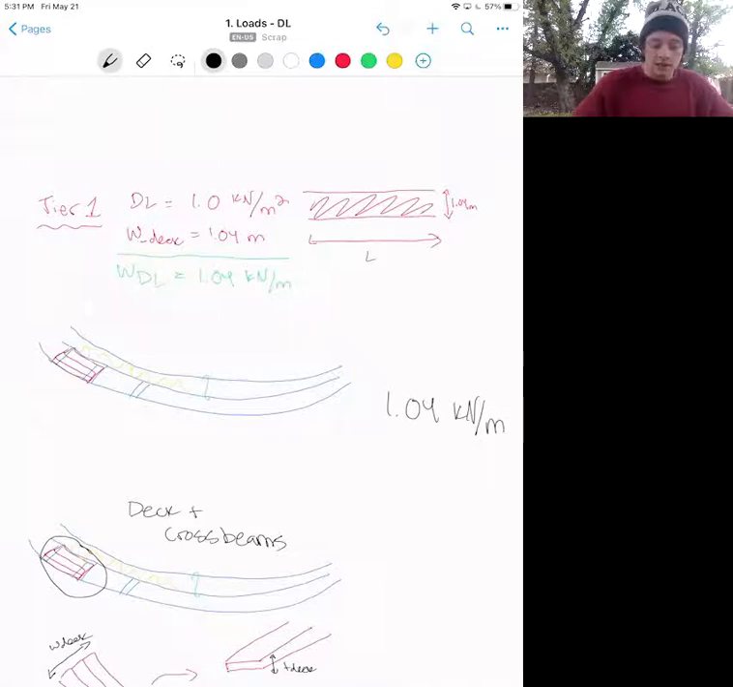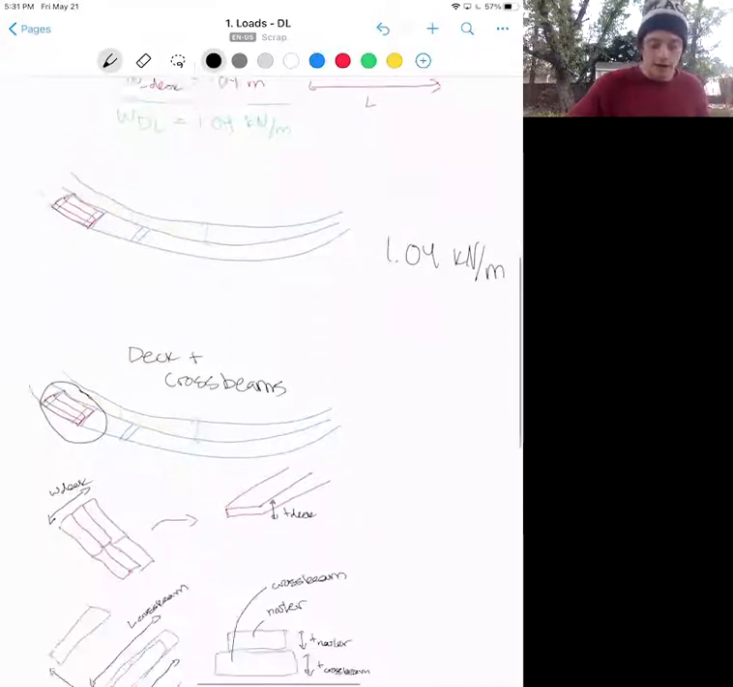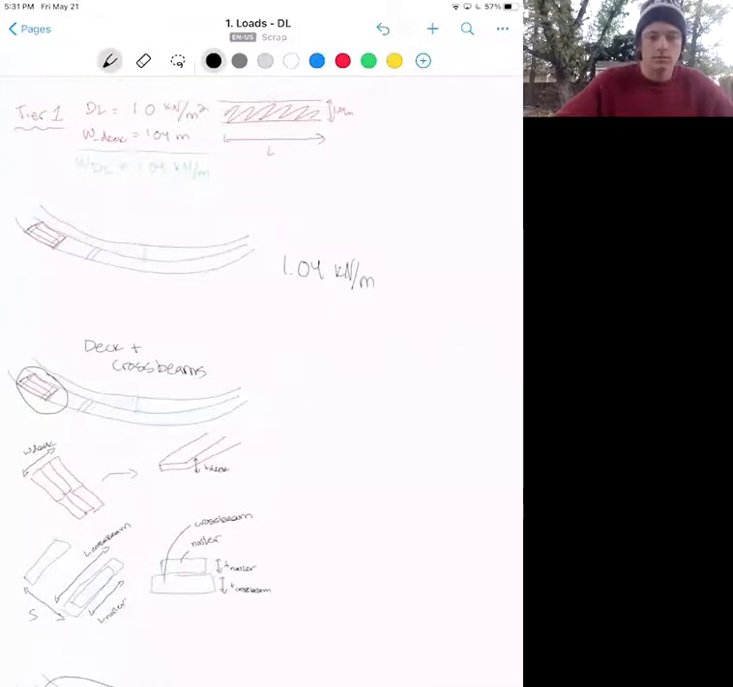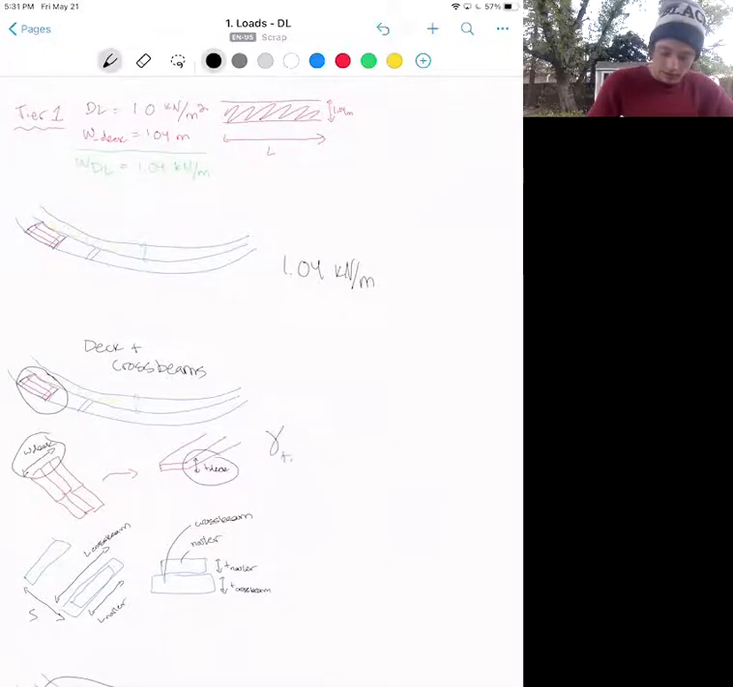Now first, let us work our way top down and take a look at the deck and crossbeams. The decking is a continuous layer across the bridge span, so in order to calculate its line weight, we have to find its thickness times width times density to get the weight of the deck. Now that would be the full width of the deck times the thickness of the deck times the density of timber to give us the deck weight.